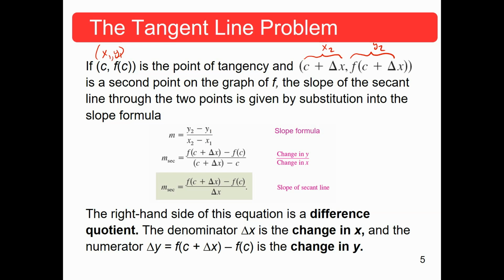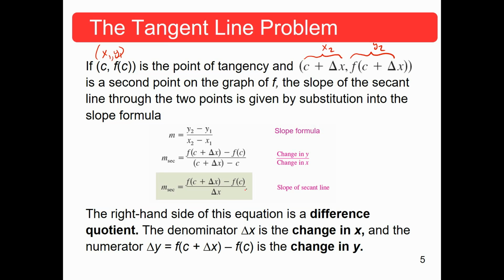Now we're going to change this into m of the secant line. So we're calling this the secant line. So f of c plus delta x, which is y2, minus f of c, which is y1, over c plus delta x, which is x2, minus c, which is x1. And this is just a simple substitution, right? After we cancel the c's out, look at what we've got. f of c plus delta x minus f of c over delta x. Yeah, there's your difference quotient, right? Knew it was going to pop back up.